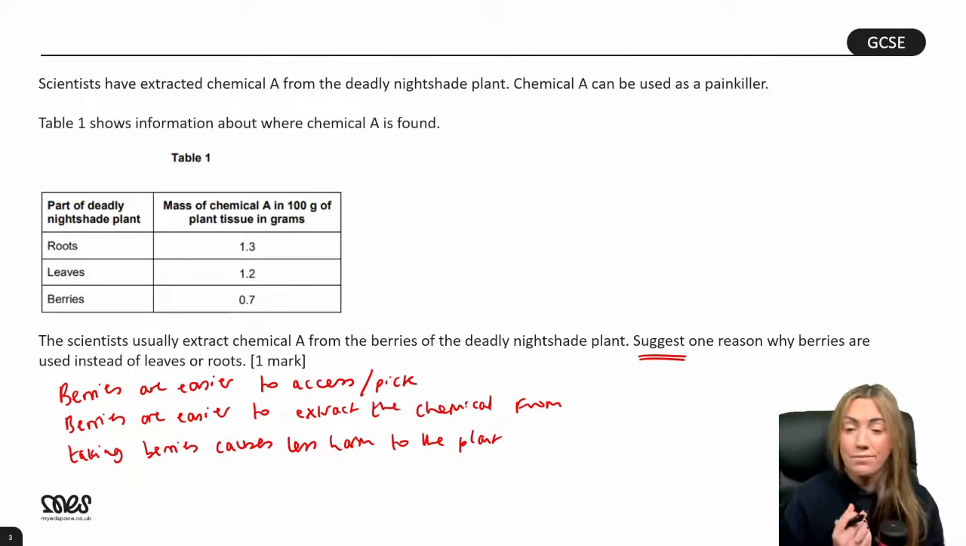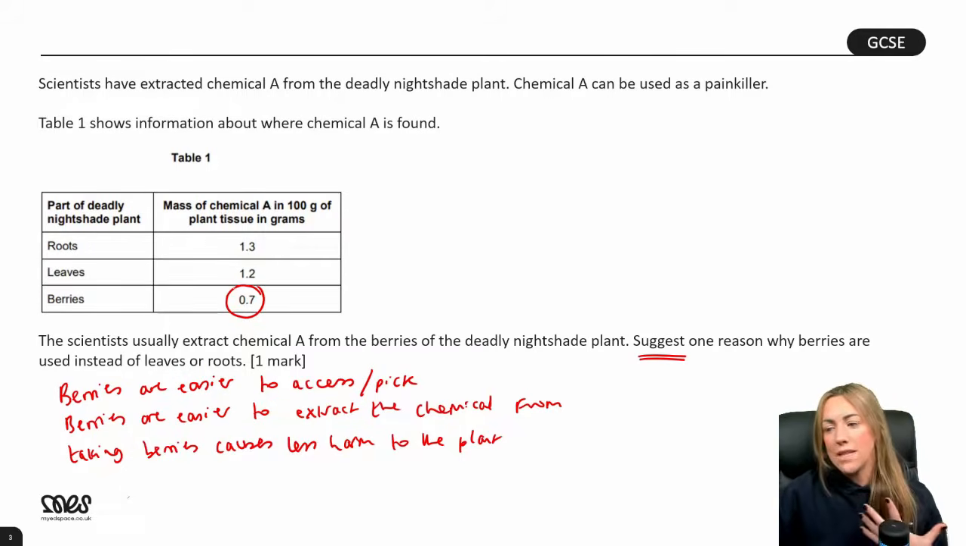taking the roots might damage the plant or might kill the plant. You could even suggest, if you look at the table, you can see that there's a lower mass of chemical A in the berries compared to the leaves or the roots. So you could even suggest that maybe because there's a lower mass of chemical A in the berries, it's going to be less harmful or less toxic, so it's going to be safer.